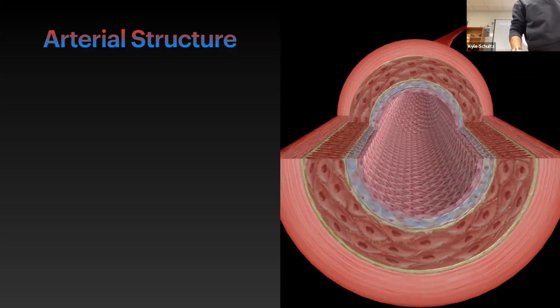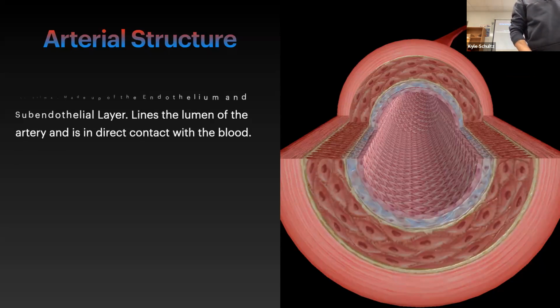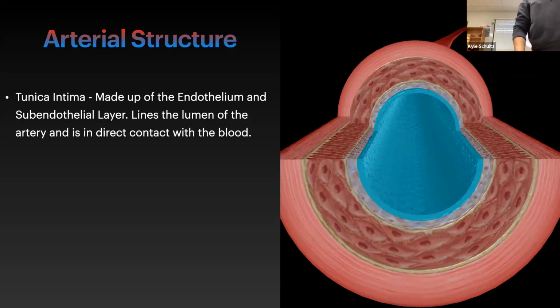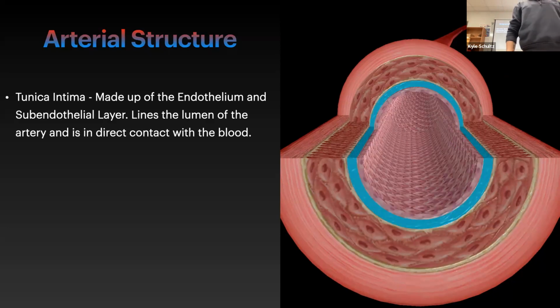All right, so then getting into the arterial structure, what these arteries are actually going to be composed of, going from innermost to outermost, we have the tunica intima, which is going to be made of the endothelium, as you can see highlighted here on the screen. And then it's going to have the subendothelial layer, as you can see highlighted on the screen now in blue. These are going to line the lumen of the artery and is in direct contact with the blood. Okay, that's going to be the tunica intima again, and it's going to be made of two layers, the endothelium and the subendothelial layer. Cool.